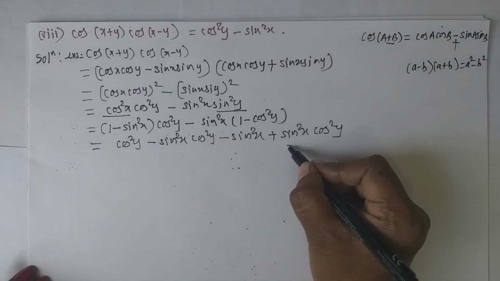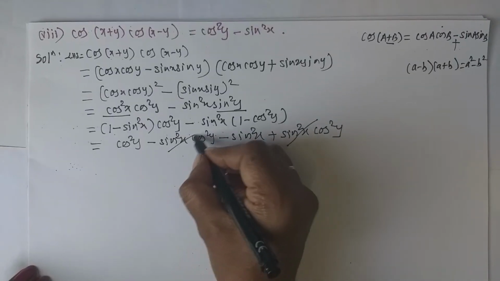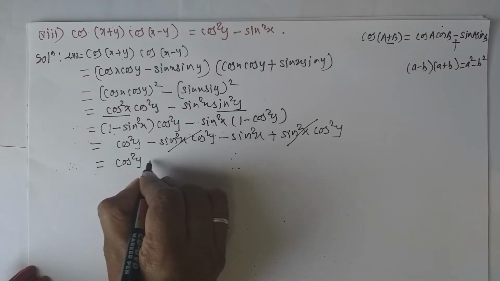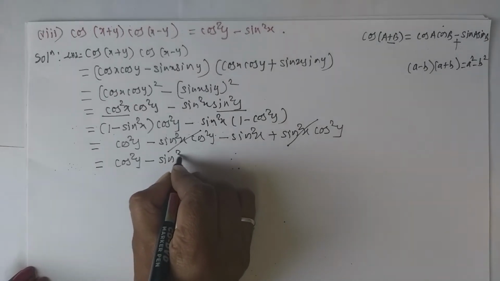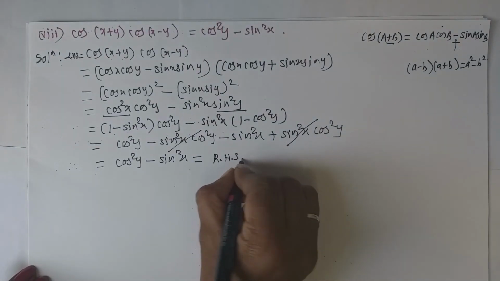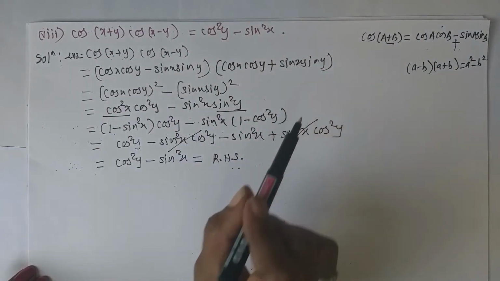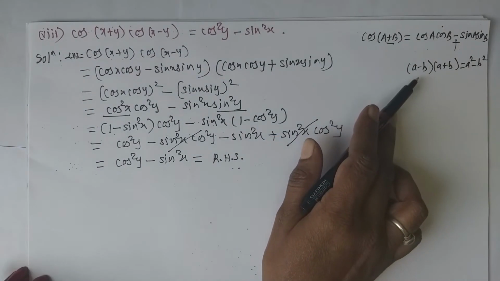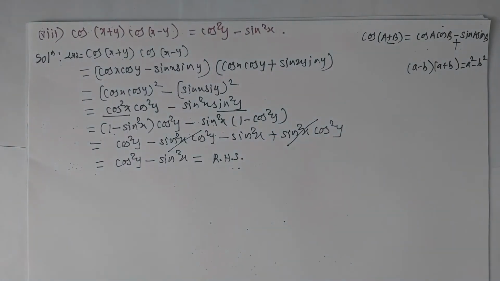This plus sin square x cos square y and minus sin square x cos square y will get cancelled, and here only remain cos square y minus sin square x, and this is nothing but your right hand side. In this way we have proved left hand side equal to right hand side using this formula, and this formula we have studied in your previous class.